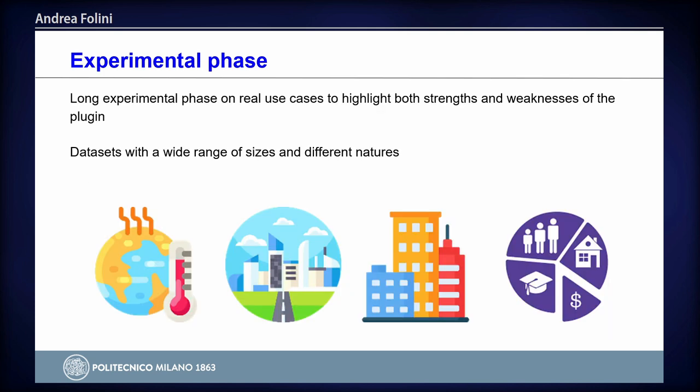Both during and after the development phase, we performed a large number of experiments to analyze the weaknesses and the strengths of our plugin. All of the data that we used during this phase was from the city of Milan, and it ranged greatly in size, with a number of data points from around 100 to almost 70,000. And it also differed a lot in its nature, with climatic data, building and urban data, and also socio-demographic data.